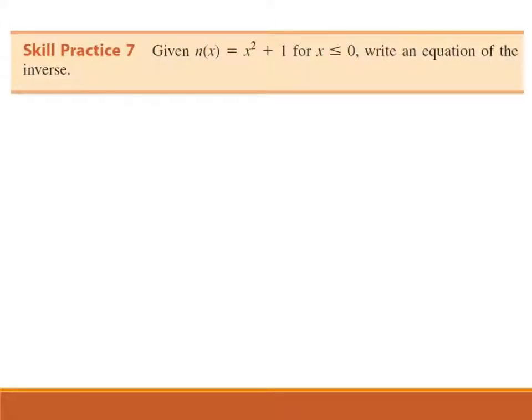So I'd like you to go ahead and look at skill practice 7, and it's given n of x is equal to x squared plus 1 for x less than or equal to 0. Write an equation of the inverse. Now again, x can be divided up into two pieces. As long as it's not for all of x, then I have a one-to-one function for n of x. So go ahead and find the inverse of this particular equation, and we'll show you how this works.